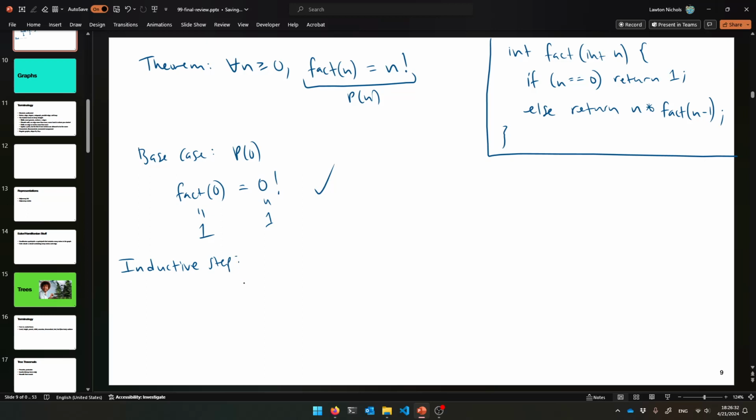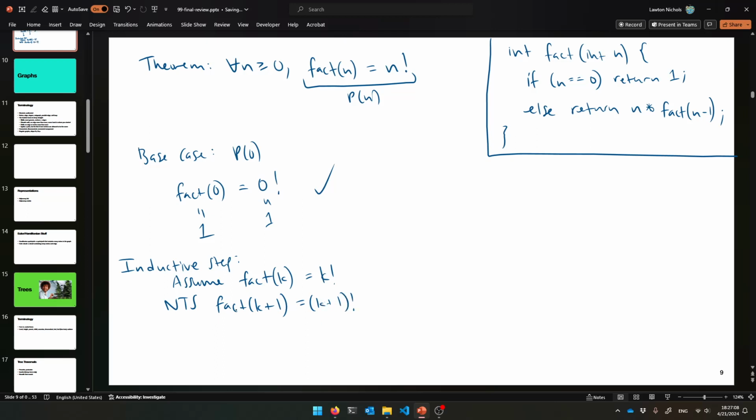Inductive step. So now we're going to assume P of k, use it to prove P of k plus 1, because that's what we're supposed to do. All right, so assume P of k is true, which is this with k plugged in for n, fact of k. Assume that that smaller call, if you call fact of k, that really will give you back k factorial, the true mathematical factorial of k. Well, we need to show that P of k plus 1 is true. You need to show that if you call fact on a bigger input, fact of k plus 1, that really gives you back k plus 1 factorial. That really works out, okay?